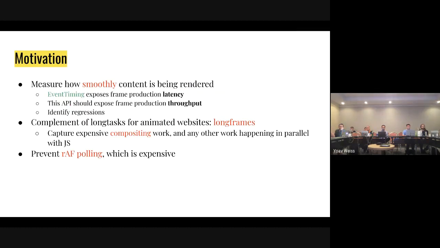So the motivation right now for frame timing is to measure how smooth the content is being rendered. And the idea is that we already have a way to measure latency of frames via event timing or user timing with measure until. So this API wants to expose more smoothness or frame throughput. And the idea is that this API will be useful to identify regressions in page rendering.